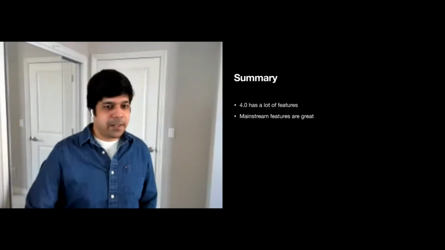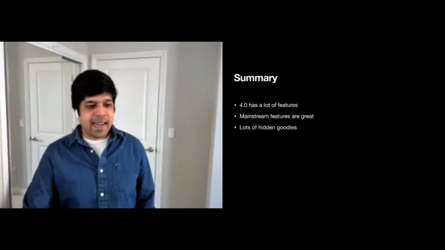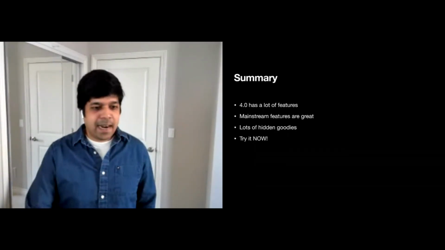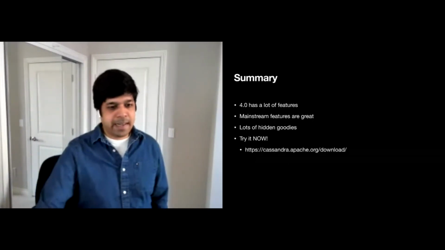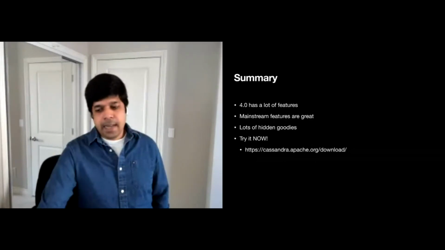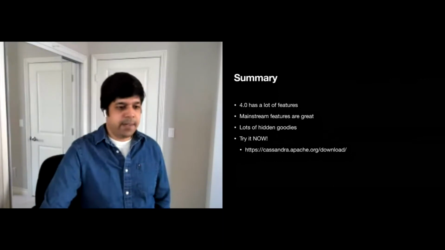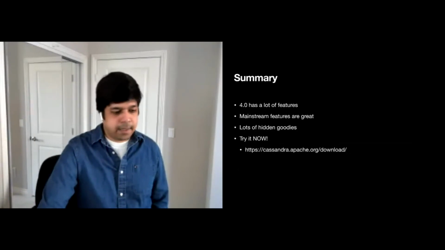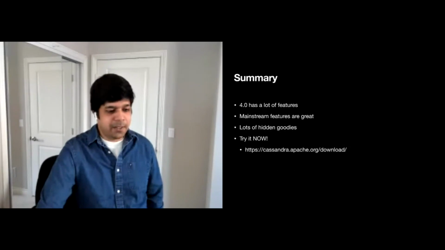All right, so in summary, 4.0 has a lot of features. The mainstream features are great, but these are some of the hidden goodies that are coming with 4.0. I would love you all to try it now and give us feedback. It is available at cassandra.apache.org/downloads. Please give it a try and file JIRAs if you find issues with it. We are trying really hard to make this a stable release, and the more testing feedback we get, the faster we can move in making this into a GA release.